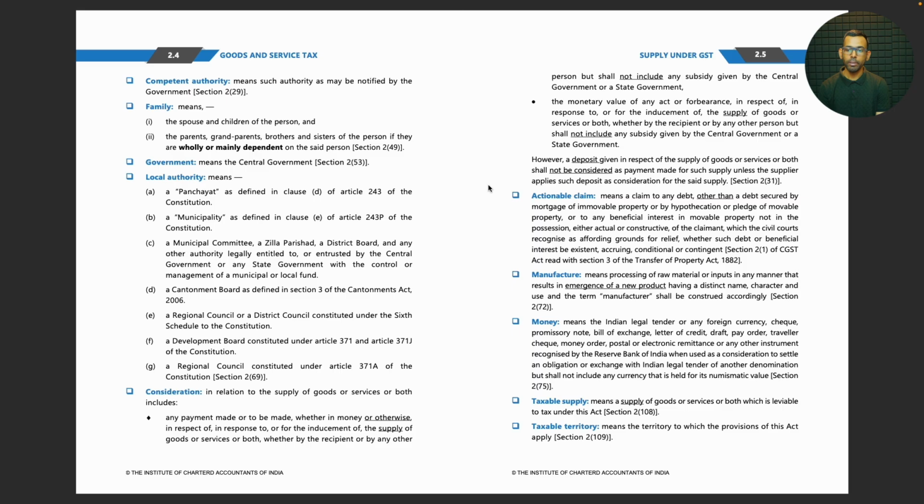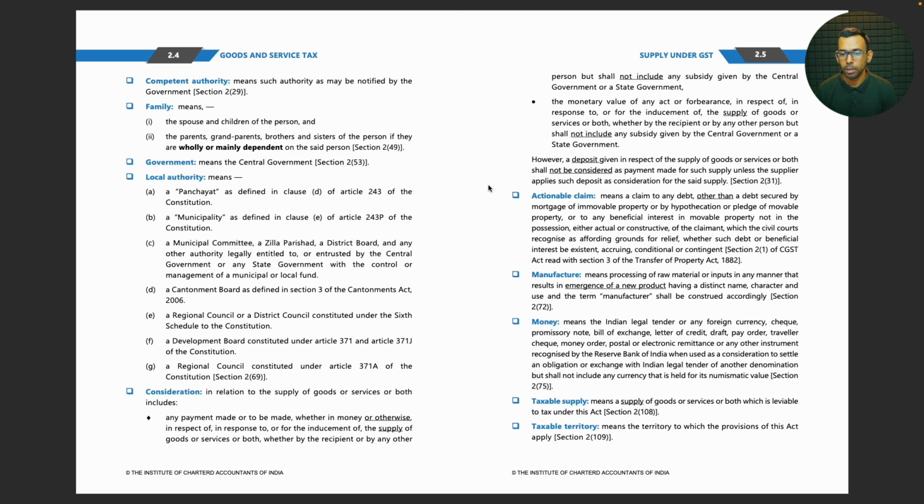The monetary value of any act or forbearance in respect of, in response to, or for the inducement of the supply of goods or services or both, whether by the recipient or by any other person, but shall not include any subsidy given by the central government or a state government. However, a deposit given in respect of the supply of goods or services or both shall not be considered as payment made for such supply unless the supplier applies such deposit as consideration for the said supply.